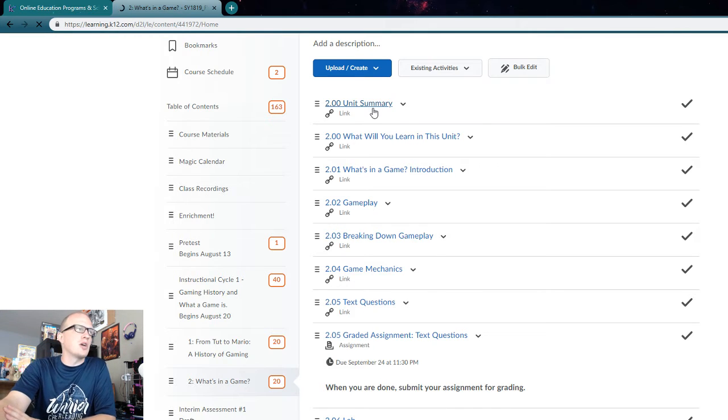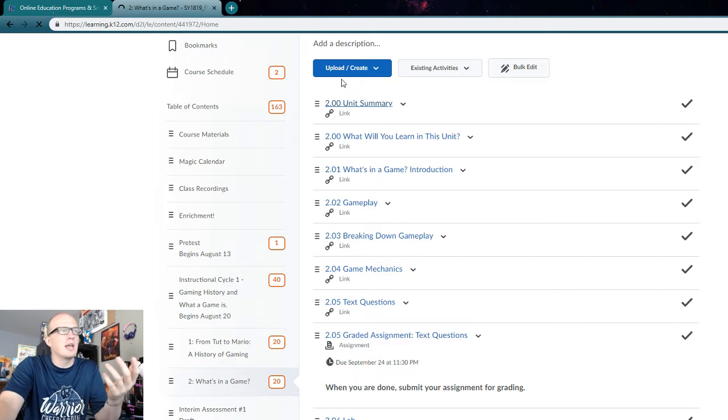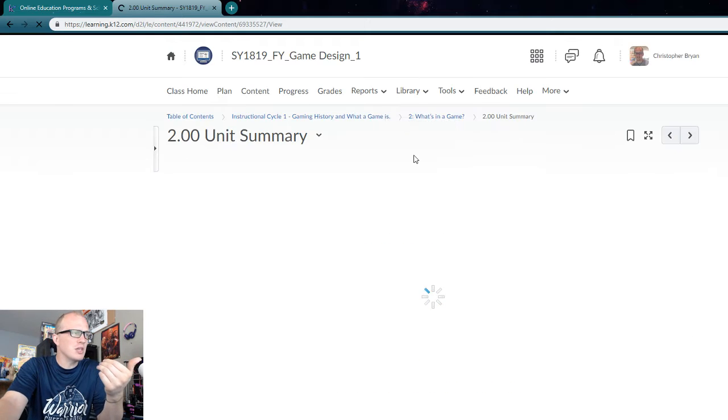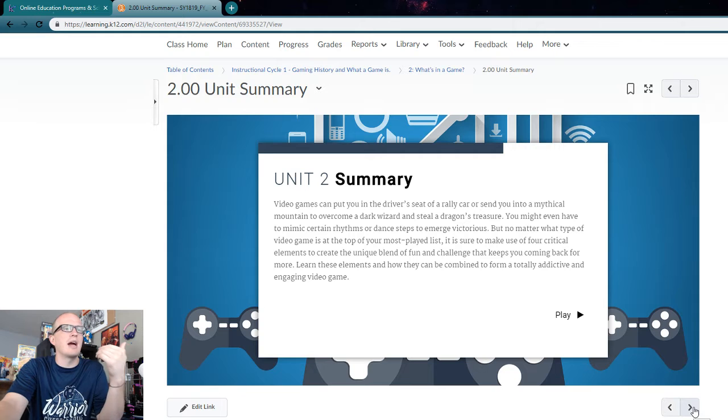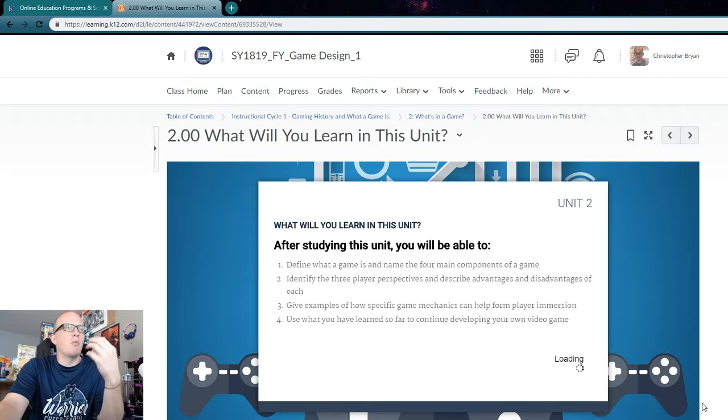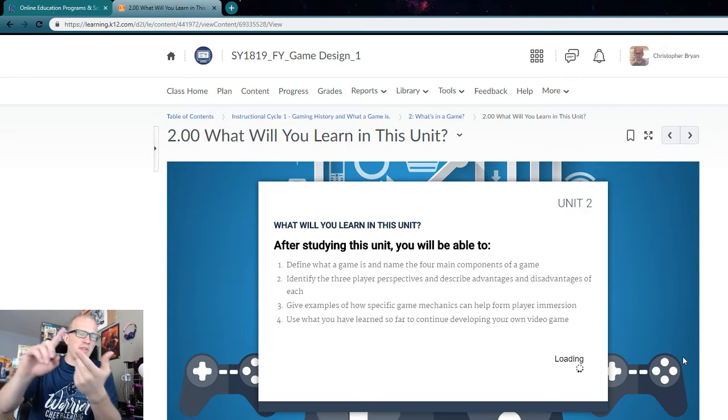So let's jump right into Unit 2, starting with the unit summary. This is the stuff that was on the calendar for last week. It's not a lot, 2.0 through 2.2, I think is what it was. So you have your unit summary, which is about what makes up a game. Okay, so what makes up a game? It says you'll be able to define what a game is.